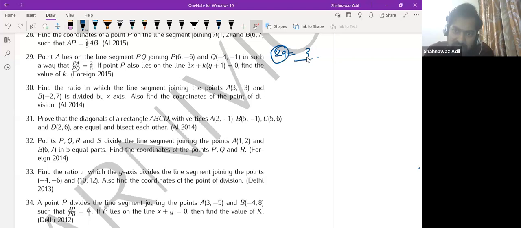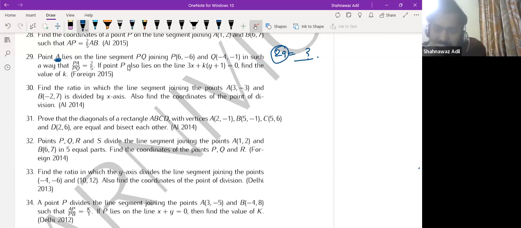This is the same question. First, make a diagram, then write all the information, then calculate the point, because we have to find if point A lies on the line segment, and if point B also lies on the line. This is a simple question.